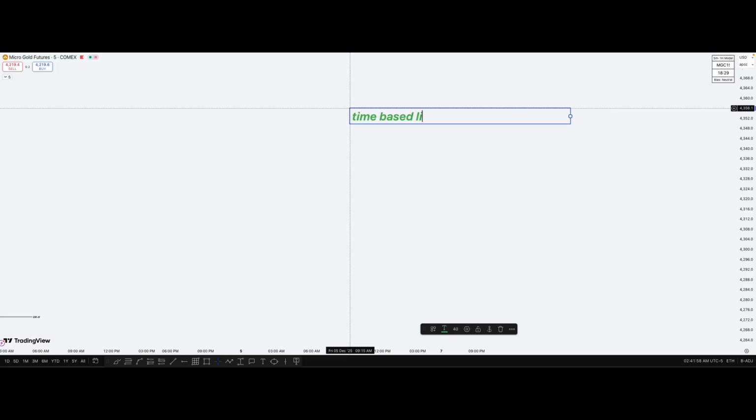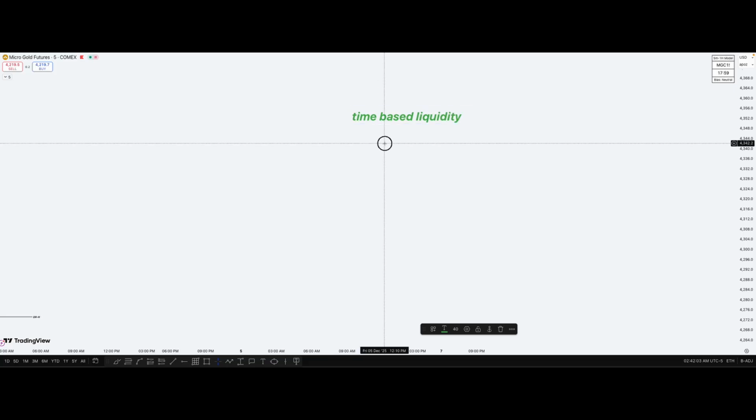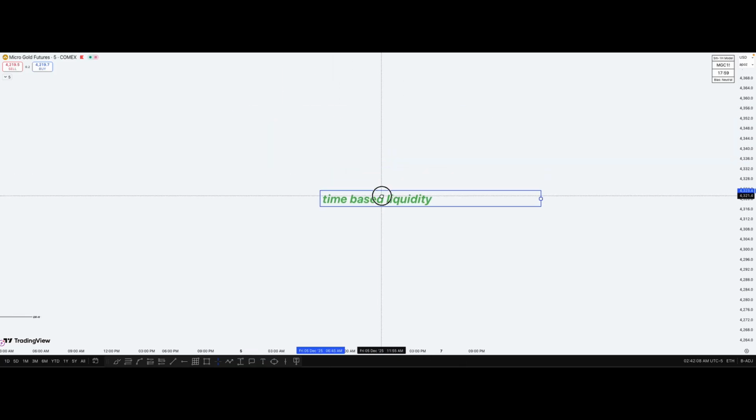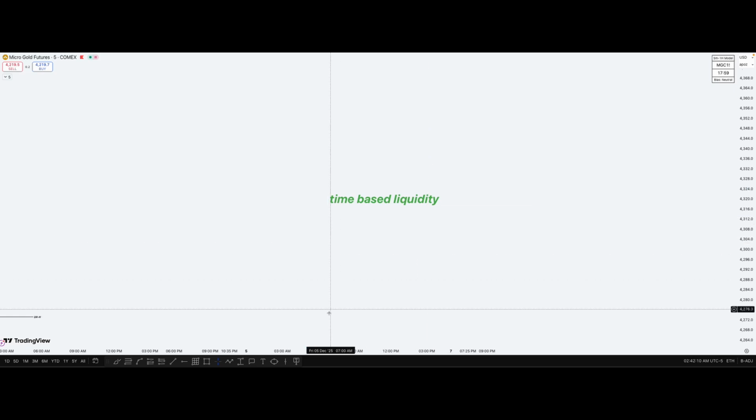time-based liquidity, right? What do we actually mean by time-based liquidity? So time-based liquidities are mostly the highs or lows of higher time frame candles, alright? So first, when it comes to the weekly chart or the monthly chart, there might be monthly highs and lows, right?